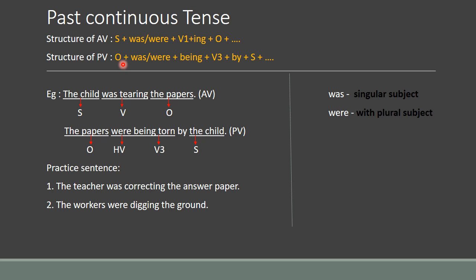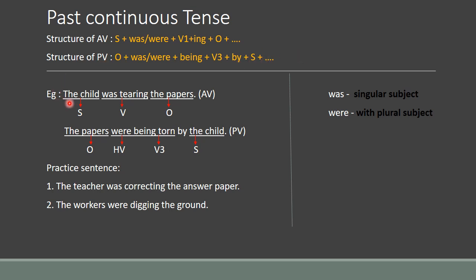It is based on the subject. Okay, in the passive voice given here, you can change it depending on the subject. If it is singular, you can go with was. If it is plural, you can go with were. Okay, then being should be added and then the main verb should be changed to its v3 form. The v1 plus ing we changed to v3 form, then by, then subject and so on.